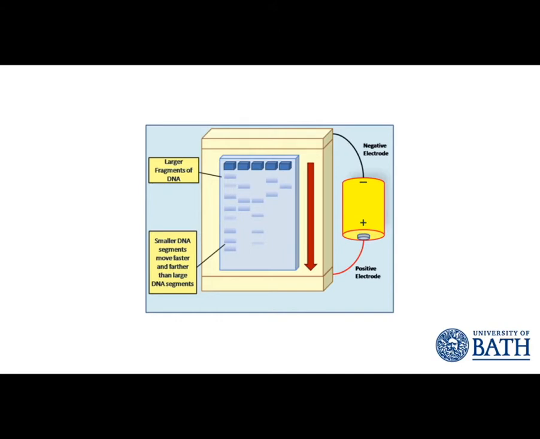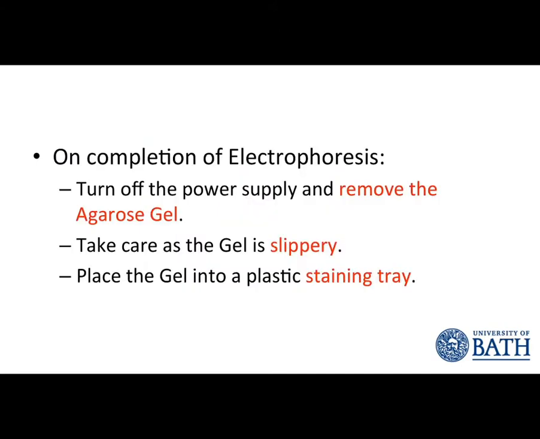This results in different amounts of separation for different samples of DNA. When the electrophoresis is complete, you want to turn off the power supply and remove the lid from the gel box. Carefully remove the gel tray containing the gel from the gel box. Take care when removing the gel tray, as the gel will be slippery.